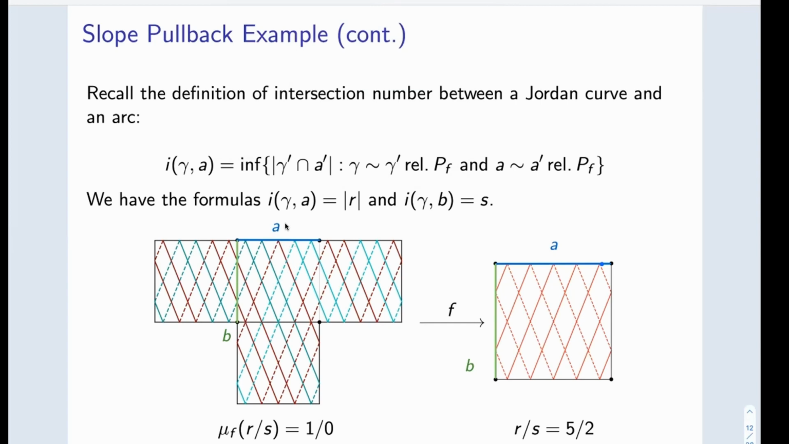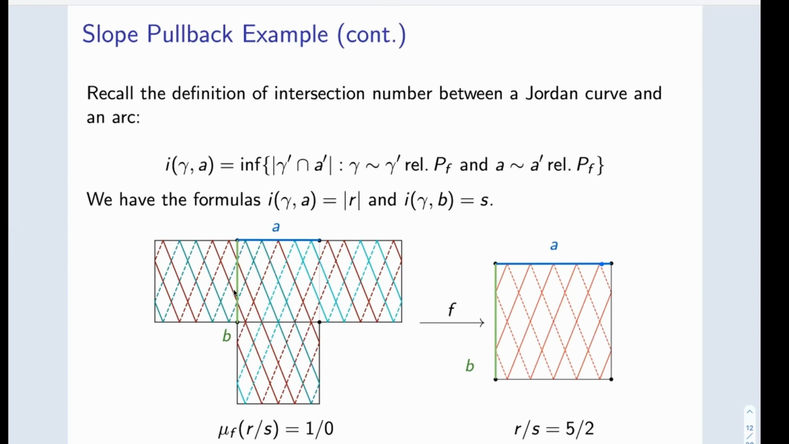But the story is a little different when I look at these side arcs. On the image side, I'm still fine, right? Everything is in minimal position. I have 2 points of intersection with this green arc B. But for the domain side, even though you can see 2 intersections here and here, that doesn't necessarily mean that the denominator of the corresponding slope is going to be 2. All right, because the intersection number is possibly different from the number of points that we intersect this arc.